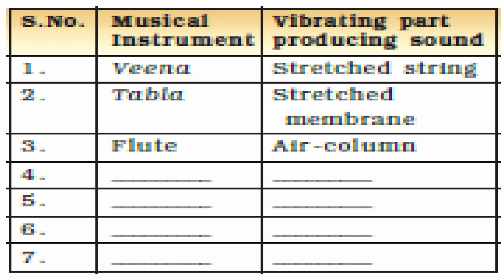Because based on that, which part of the instrument vibrates will differ. So, just take a tabular form: serial number, musical instrument, and vibrating part that produces sound. Please note all the other musical instruments you are seeing in your day-to-day life, post those in the musical instruments list, and then observe which part is going to vibrate. Do this as a project work.